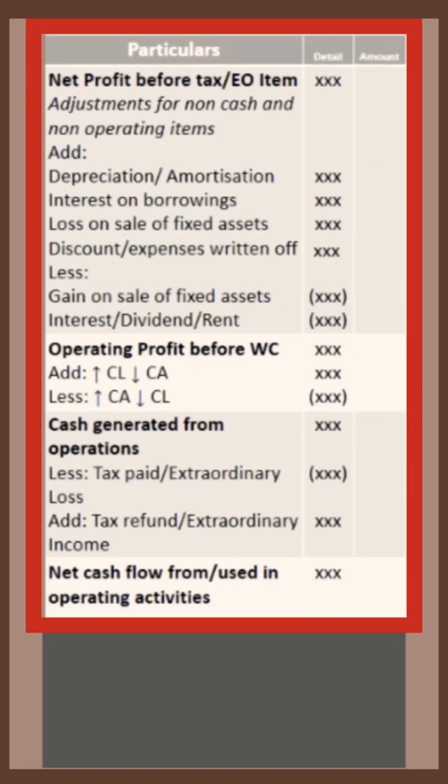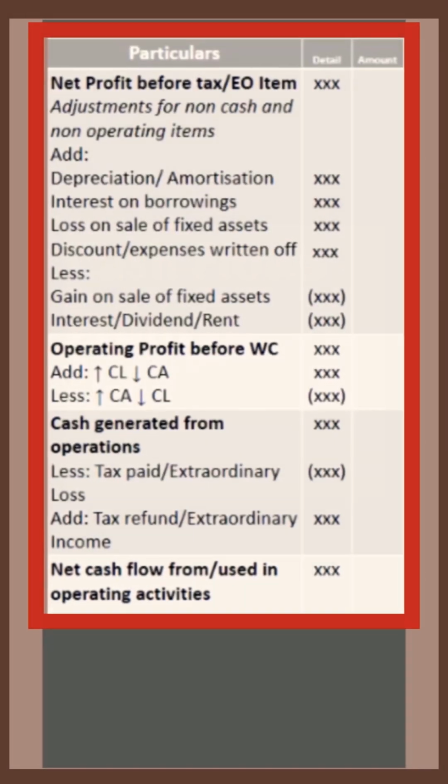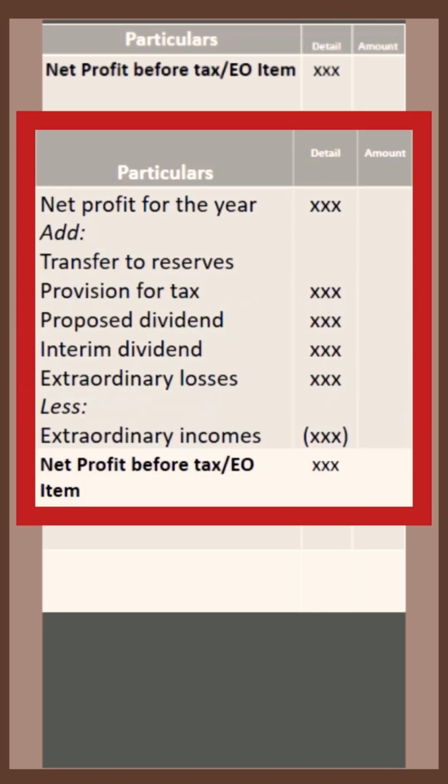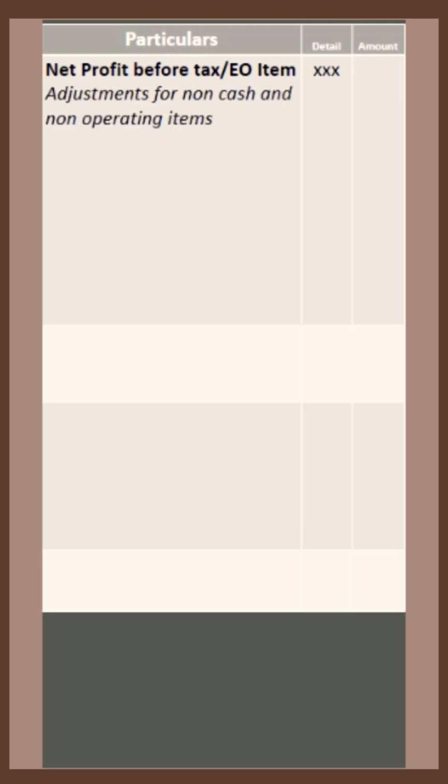Let's quickly discuss the format for cash flow from operating activities. The starting point is net profit before tax and extraordinary items. The method to calculate this is covered in a separate video. Now we need to do adjustments for non-cash and non-operating items.